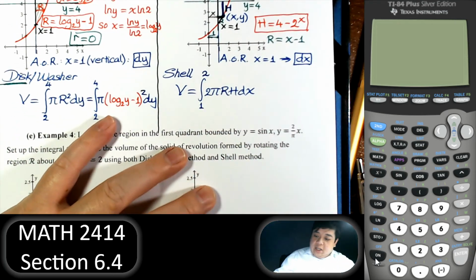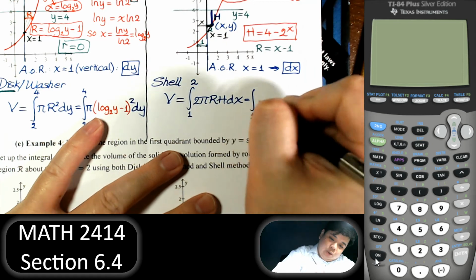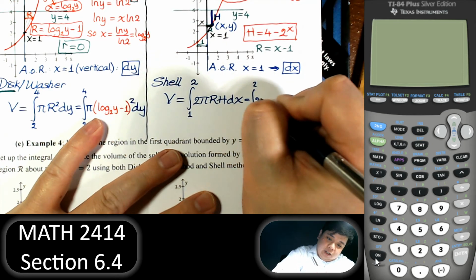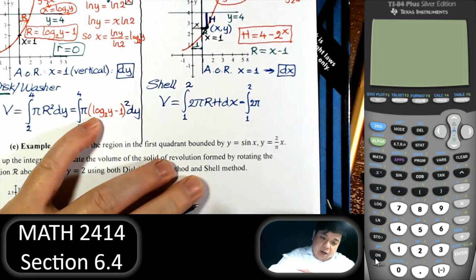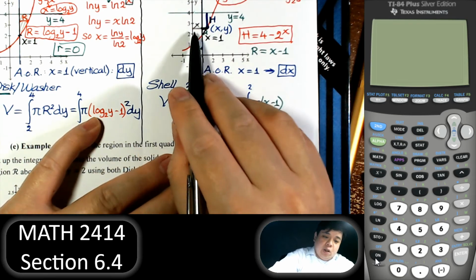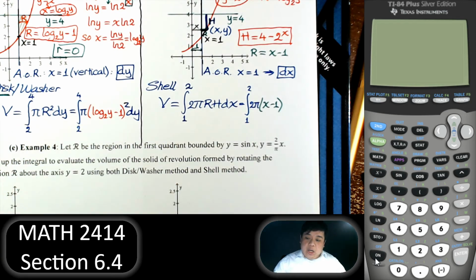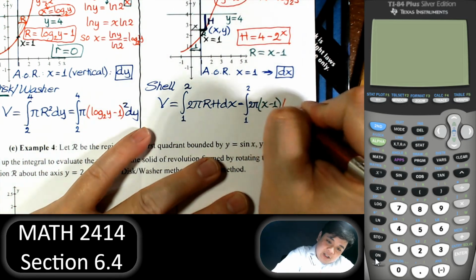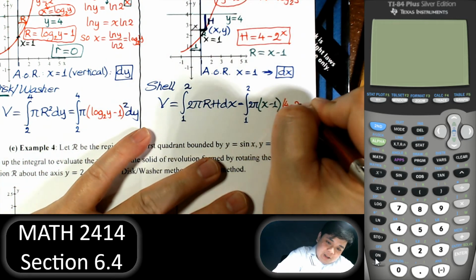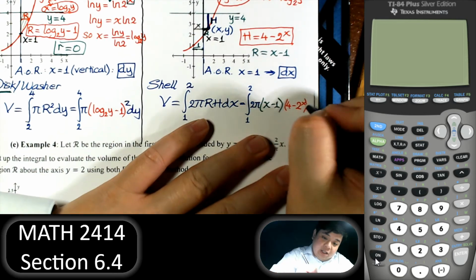And then we put it back into the formula. Here we have the integral from 1 to 2 of 2 pi, the radius x minus 1, the whole thing is x, take away 1, gives us r, and then h is 4 minus 2 to the x, and this one is dx.